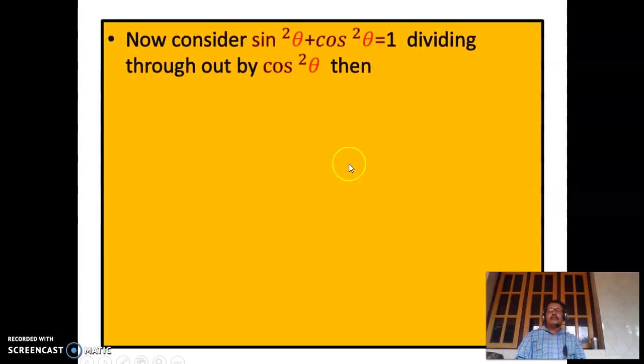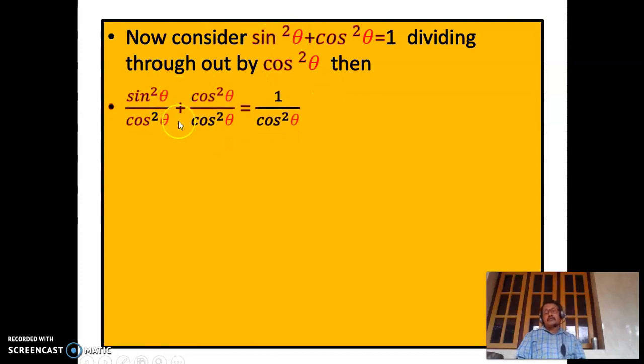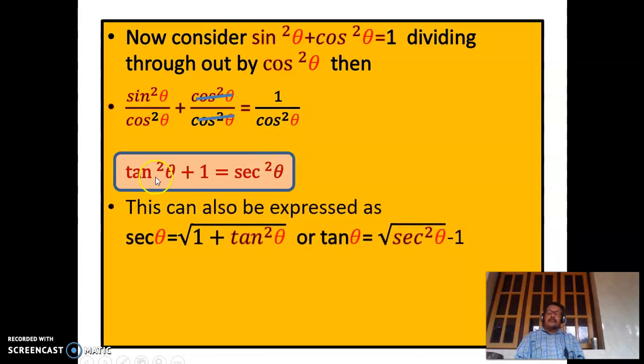Now if you divide the identity by cos square theta, you will get sin square theta by cos square theta plus cos square theta by cos square theta equals 1 by cos square theta. Cos square theta cancels. Sin square theta by cos square theta is tan square theta, so tan square theta plus 1 equals secant square theta. This can also be expressed as: if you want secant theta, then it is the square root of 1 plus tan square theta. If you want tan theta, then tan theta equals square root of secant square theta minus 1.